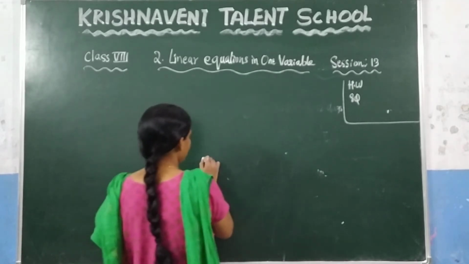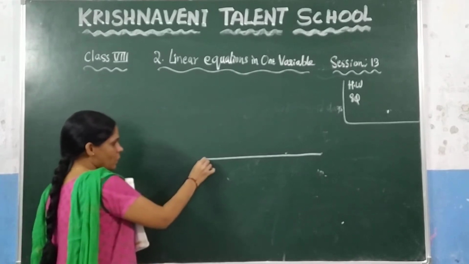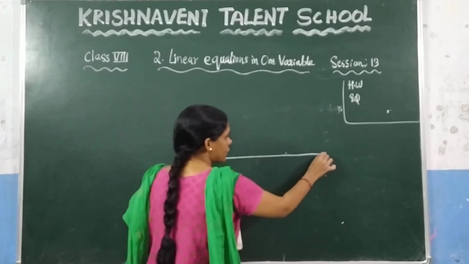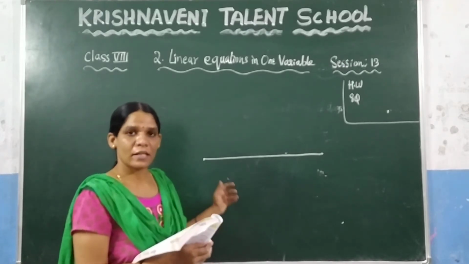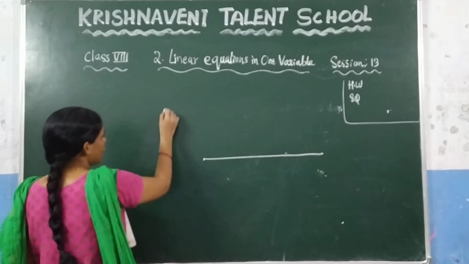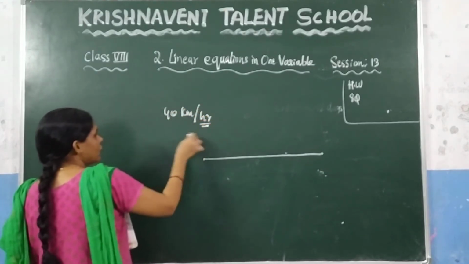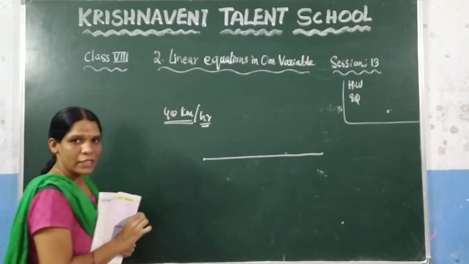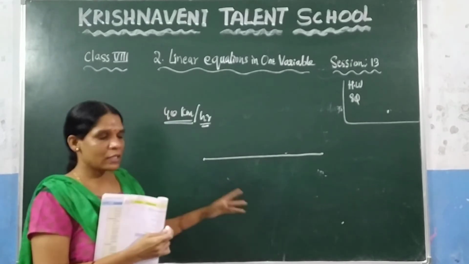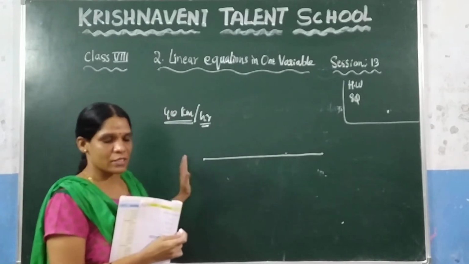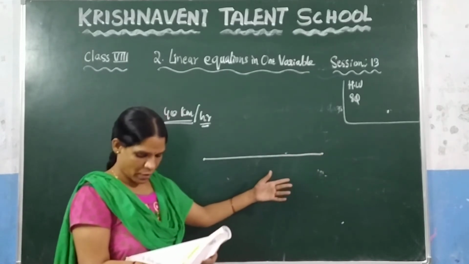Let us suppose this is the distance the train has traveled. Let us suppose it is the starting point and it is the destination point. Now here what the question says, a train runs at a speed of 40 kilometers per hour. That means in 1 hour the train is traveling a distance of 40 kilometers. If the train reaches late, that means the train has to reach this position, but it is late by how many minutes?